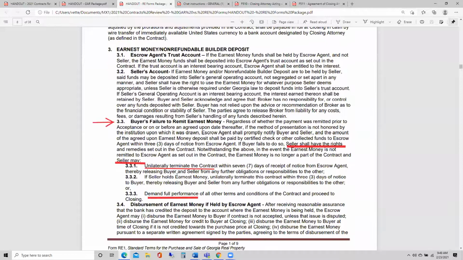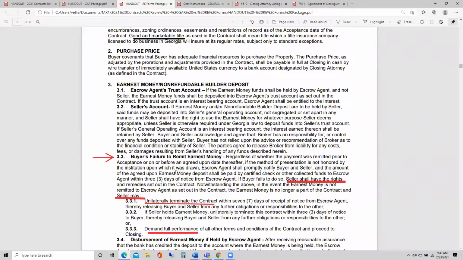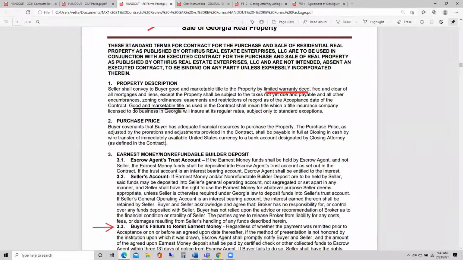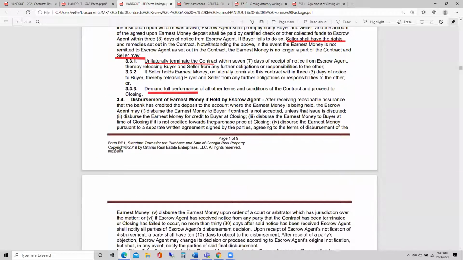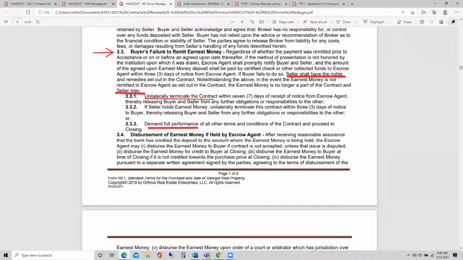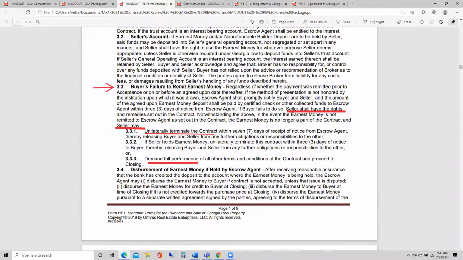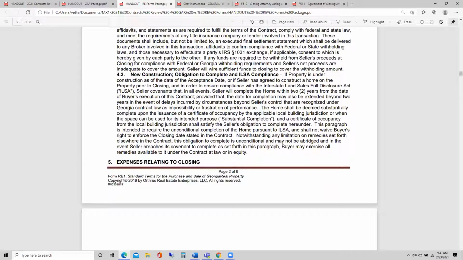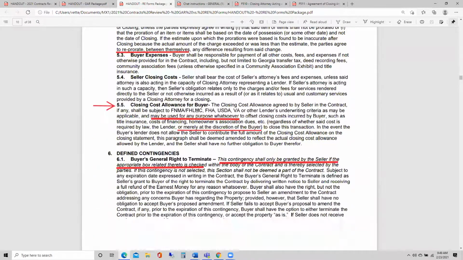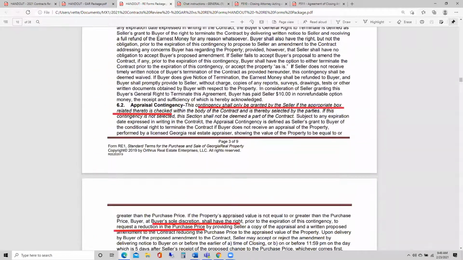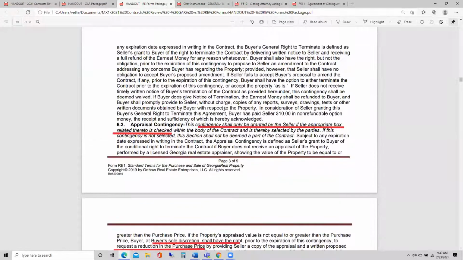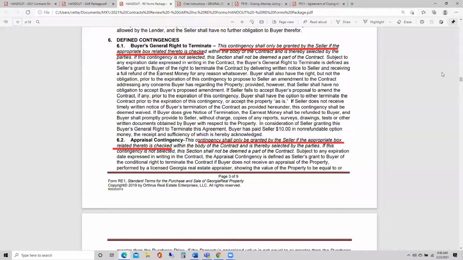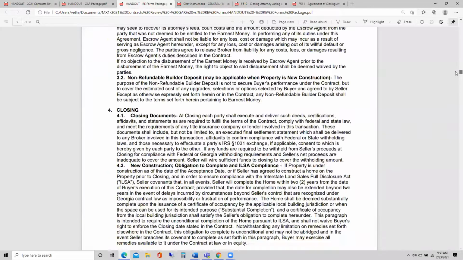the legalese. This is what happens with the earnest money. This is the type of title that's conveyed. This is what happens if the buyer fails to remit the earnest money. This is what the seller has the right to do if the buyer doesn't remit the earnest money. This is what happens if the property doesn't appraise. All of this stuff is very vital information that your clients are going to need.